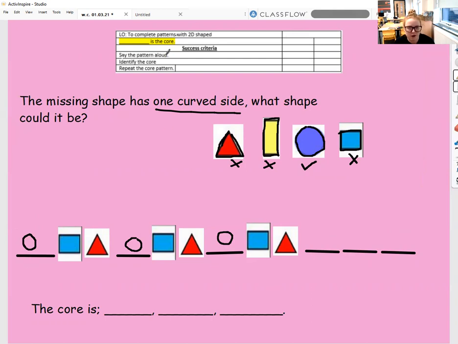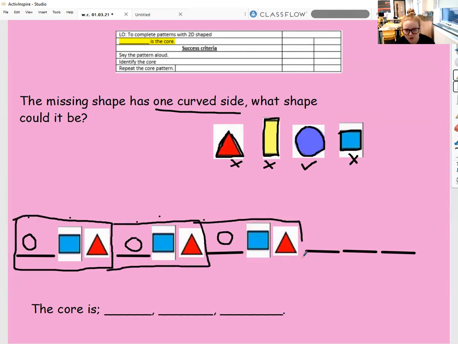So now I want to find my core. So say the pattern aloud. Circle, square, triangle, circle, square, triangle, circle, square, triangle, space, space, space. So what is my core? Well, there is a circle here and a circle here, and a square here and a square here, and a triangle here and a triangle here. So like I said, this is my core, and this is my core repeating.